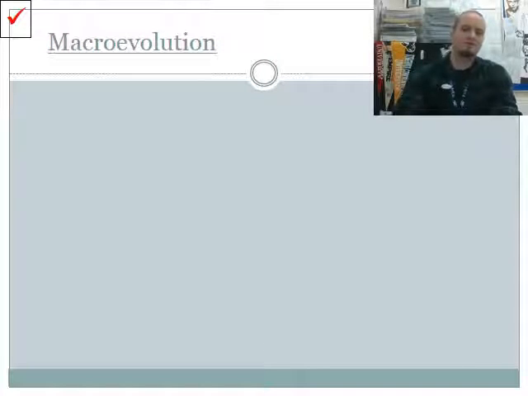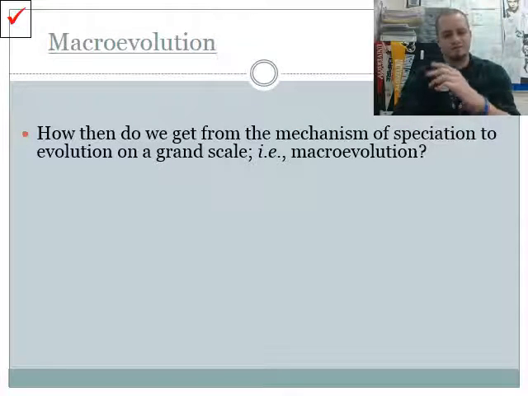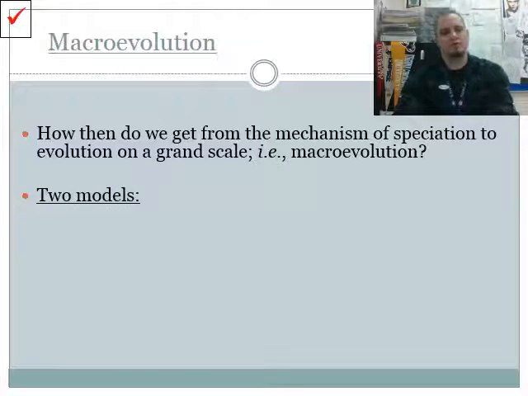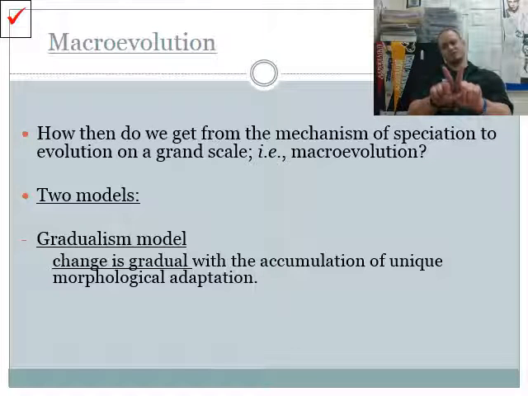Now, macroevolution. So how do we get from a mechanism of speciation to evolution on a grand scale? So splitting species to evolving. We have two different models of this. There's gradualism, where there's a slow, gradual change with an accumulation of unique morphological adaptations. So over time, a bunch of small, tiny changes until the two eventually split.